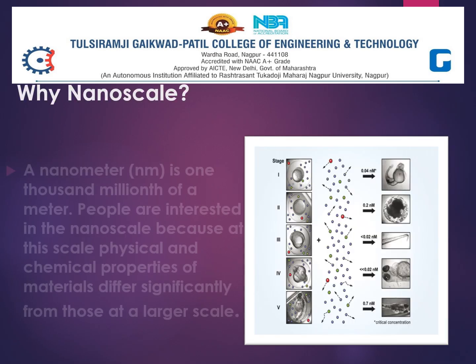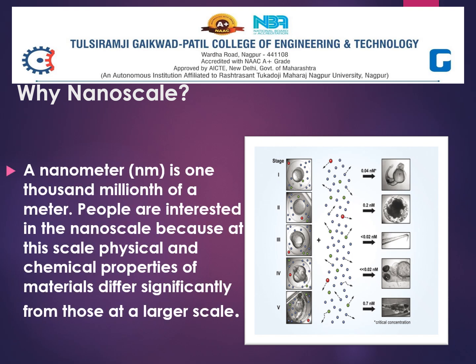So why nanoscale? A nanometer is 1000 millionth of a meter. People are interested in the nanoscale because at this scale, physical and chemical properties of materials differ significantly from those at the larger scale. As I said, when we use materials at nanoscale in place of their bulk material, the materials exhibit unique physical, chemical, and biological properties. That is, they exhibit different properties at nanoscale level. That is why we use the materials at nanoscale instead of bulk.